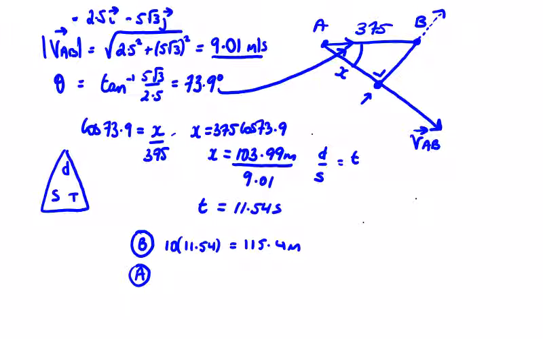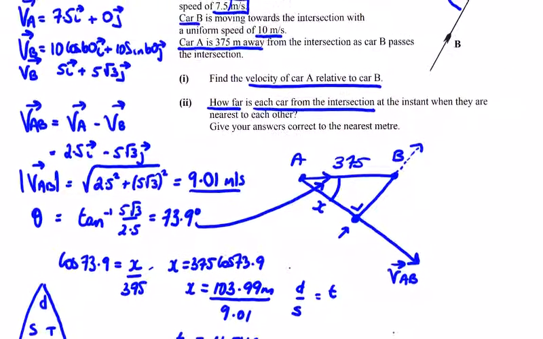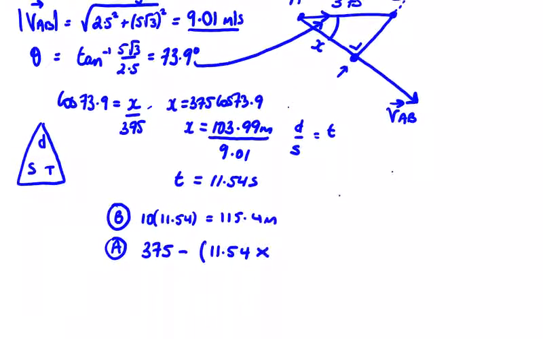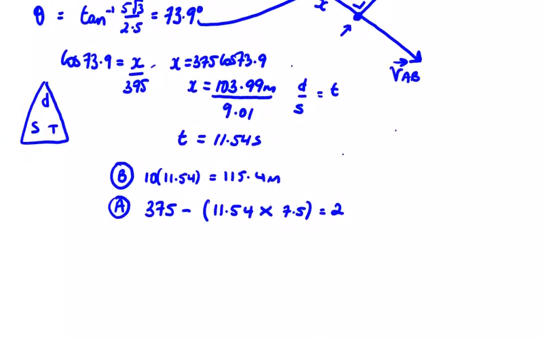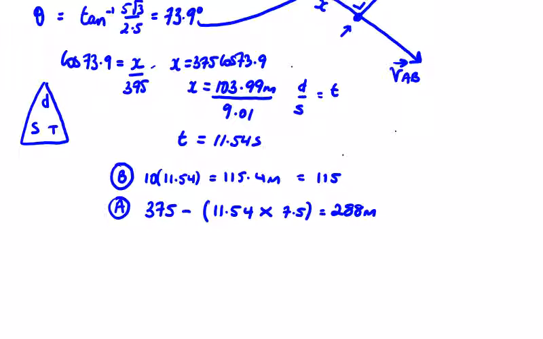A is 375 away, but he's going to travel a certain distance. What distance is he traveling? He's traveling for 11.54 seconds at a speed of 7.5. And that is going to give me, I'll round it to the nearest, what are we asked for, decimal or meter? To the nearest meter. 288 is what this is giving me, so this will be equal to 115. And that's the end of this question.